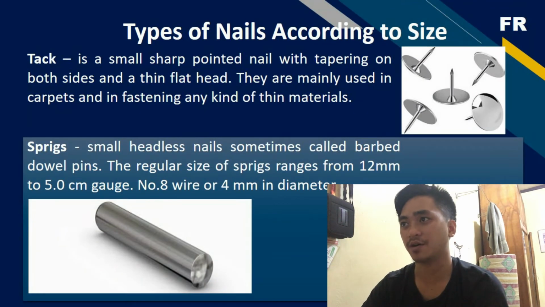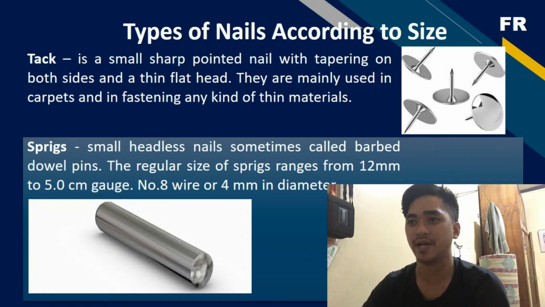Types of nails according to size. First one is a tack. A tack is a small sharp pointed nail with tapering on both sides and a thin flat head. They are mainly used in carpets and in fastening any kind of thin materials. We are all familiar with thumbtacks, or tacks. It is a type of nail.